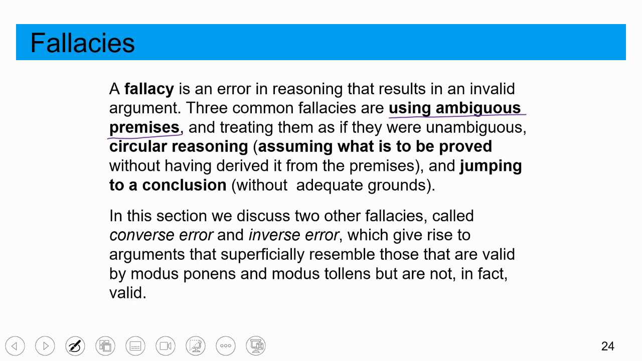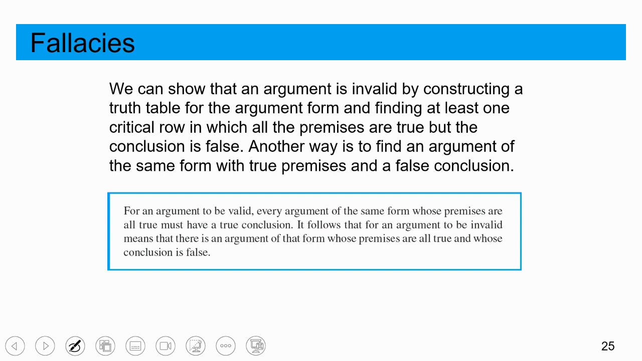So, we're going to discuss two other fallacies called the converse error and the inverse error, which give rise to arguments that superficially resemble those that are valid by modus ponens and modus tollens, but are not in fact valid. We can show that an argument is invalid by constructing a truth table for the argument form and finding at least one critical row in which all the premises are true but the conclusion is false. Another way is to find an argument of the same form with true premises and a false conclusion.